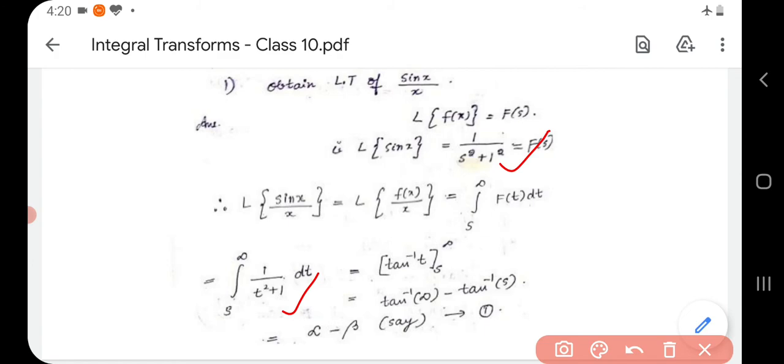Tan inverse t, integral 1 by t square plus 1 is tan inverse t, or tan inverse x is equal to integral 1 by x square plus 1. Okay, then apply the limit. Tan inverse infinity minus tan inverse s. Let tan inverse infinity be alpha and tan inverse s be beta. Okay, equation 1.